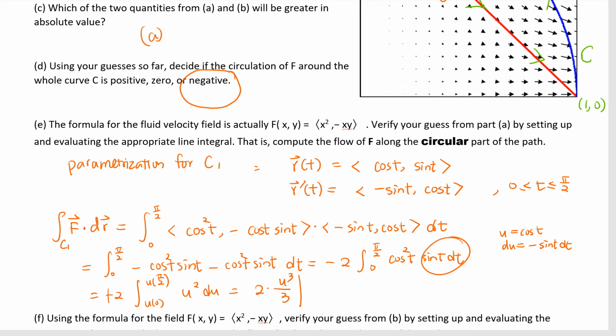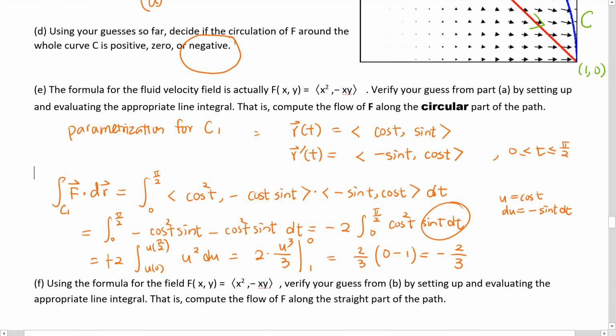u of 0, cosine 0 is 1. u of pi over 2, cosine pi over 2 is 0. So we plug in 0 first, minus we plug in 1. We get negative 2 over 3. And it's negative, okay? Yeah, we guessed it's negative, because it looks like the orientation and the vector field are in the opposite direction.